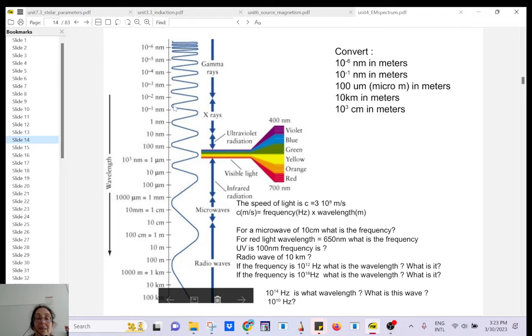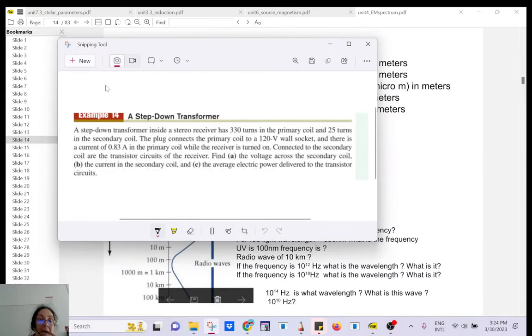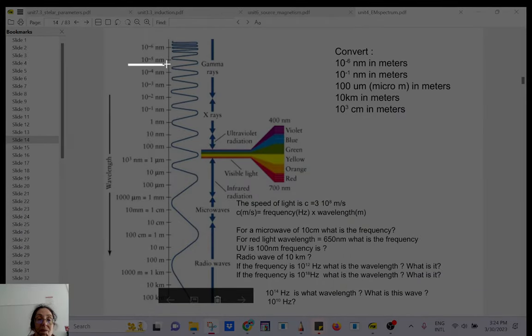Okay, so that will be the electromagnetic spectrum. As you go this way, what's happening to the wavelength? Does it increase or decrease? Increasing. But what's happening to the frequency? Decreasing, right? So it's inversely proportional. Let's do just one problem here. A gamma ray has a wavelength of 10 to the negative 4 nanometer. Can you find the frequency?